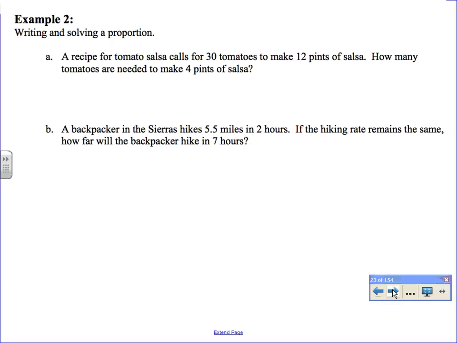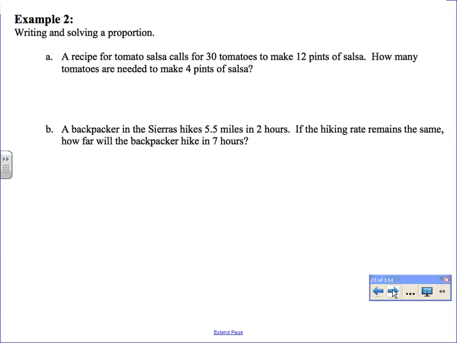So let's take a look at letter A. These are now word problems, but you need to use a proportion to solve them. So letter A says, a recipe calls for tomato salsa, and 30 tomatoes are going to make 12 pints of salsa. We need to figure out, based on that information, how many tomatoes are needed to make 4 pints of salsa.